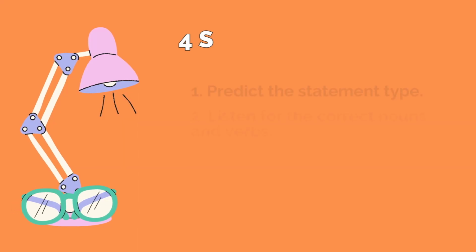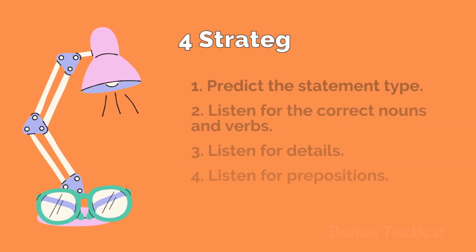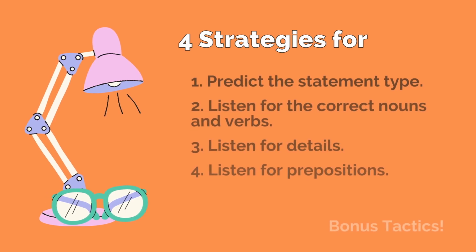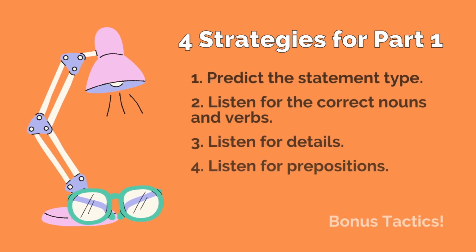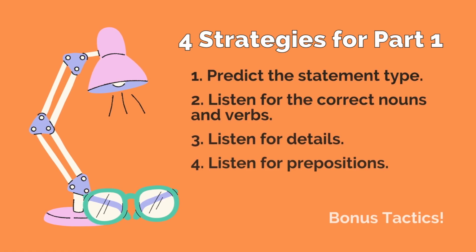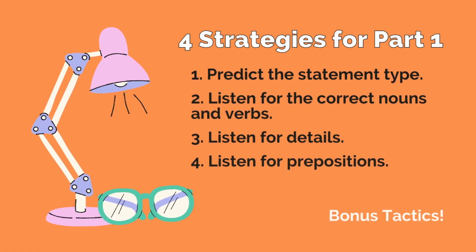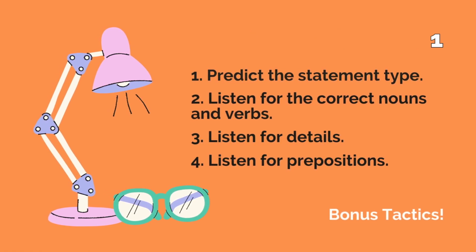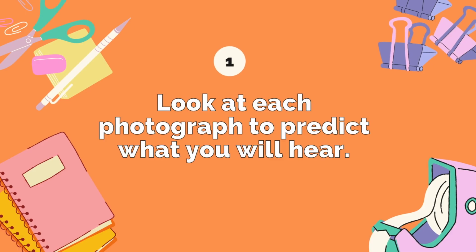Number 1, predict the statement type. 2, listen for the correct nouns and verbs. 3, listen for details. And 4, listen for prepositions. Plus a few bonus tactics along the way. My first strategy for the photograph section is to look at each photograph to predict what you will hear. You can see the photo before you start listening, so you should have time for your brain to process information.